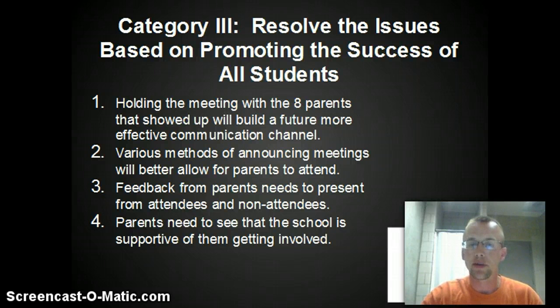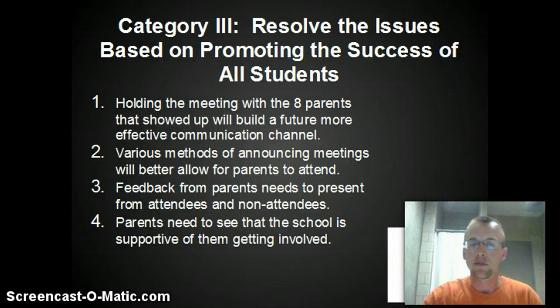Number 2, various methods of announcing meetings will better allow for parents to attend. Like I said before, social media, newspaper, TV, radio, all those different ways of announcing meetings would be much more productive in actually getting the parents to come.